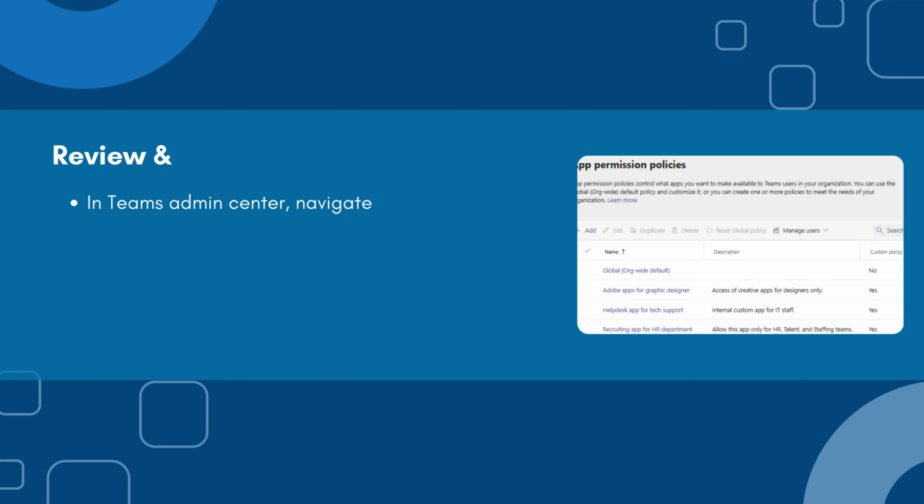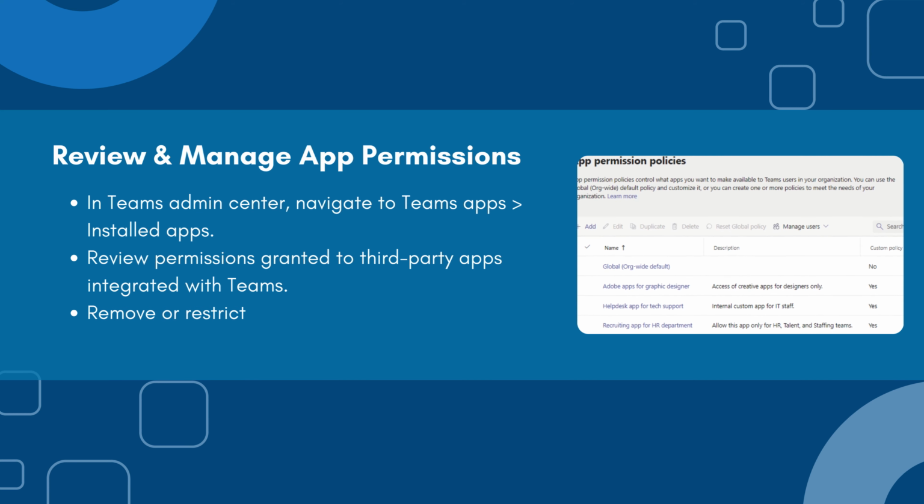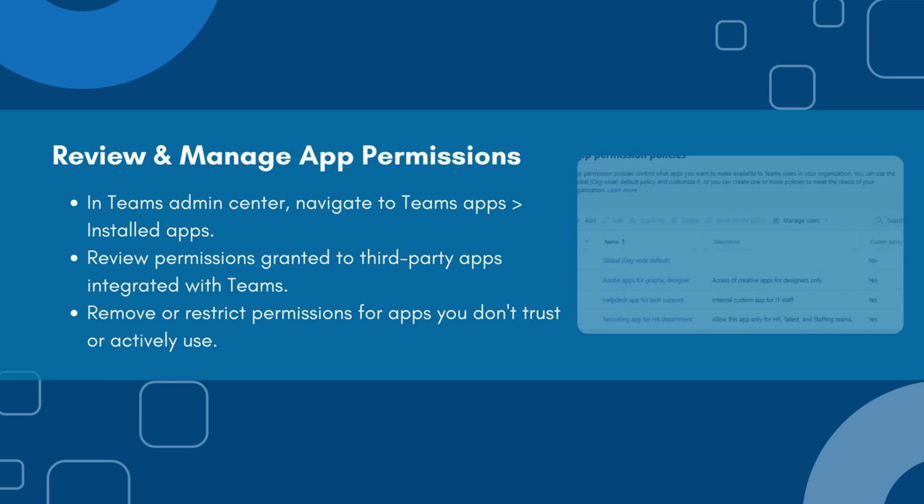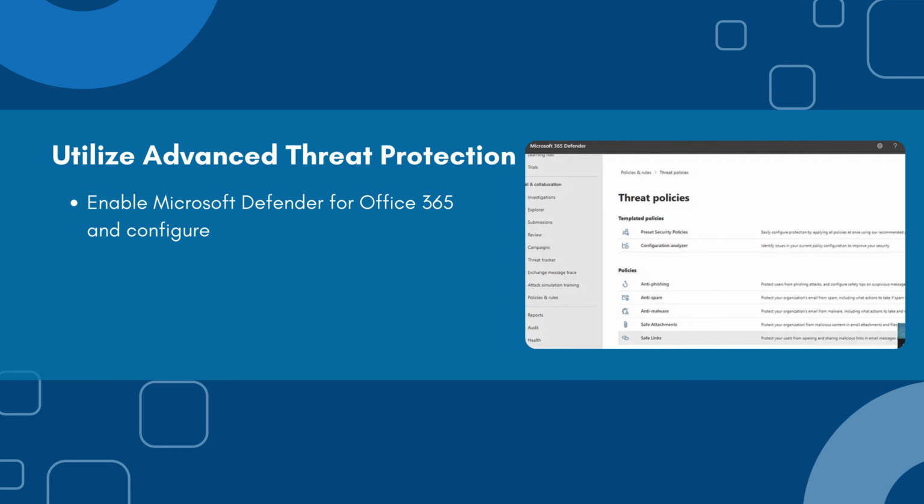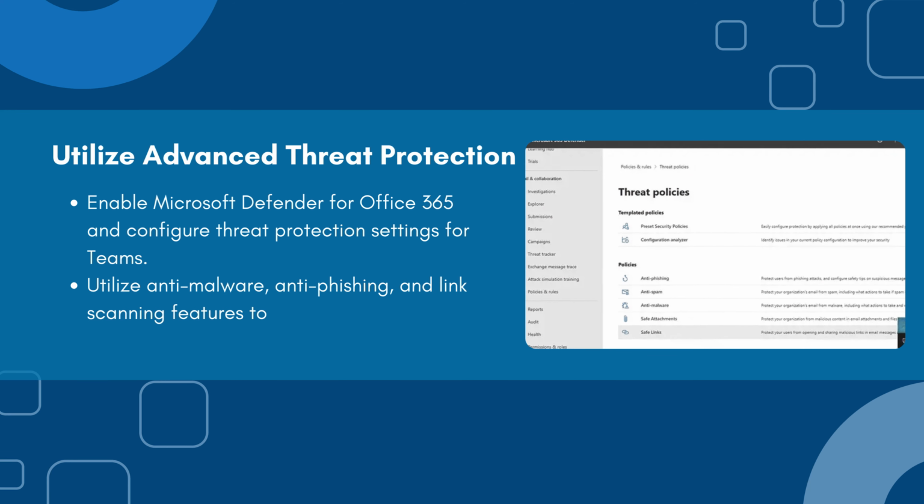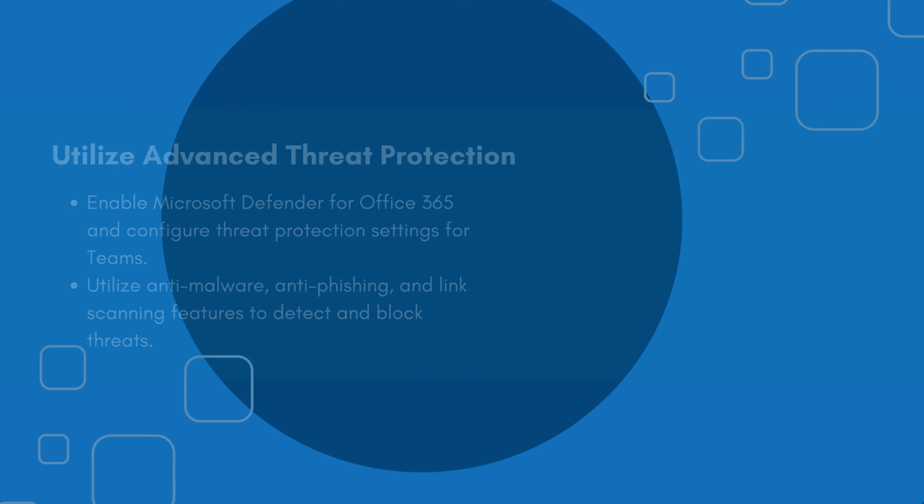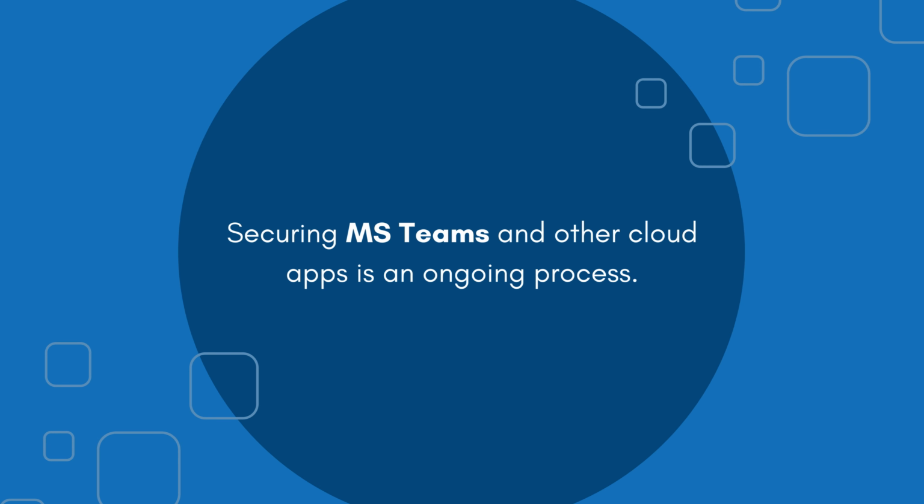Review and manage app permissions for third-party apps integrated with Teams and remove permissions for apps you don't trust or actively use. Enable Microsoft Defender for Office 365 and utilize anti-malware, anti-phishing, and link scanning features to detect and block threats. Remember, securing Microsoft Teams and other cloud apps is an ongoing process. Securing your Microsoft Teams environment is a continuous war against evolving threats.